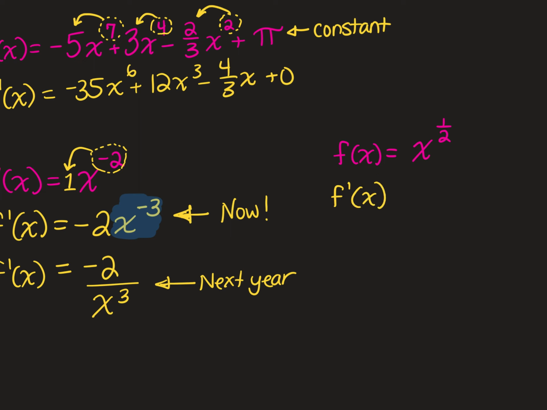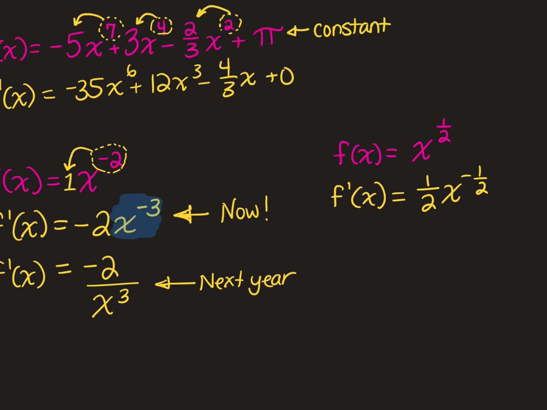All right, so let's work through this. What's our number in front of x going to be? 1/2. Okay, so our power, x to the 1/2 power, needs to decrease by 1. So you're taking this power of 1/2 and subtracting 1 from it. What's that going to be? Negative 1/2.